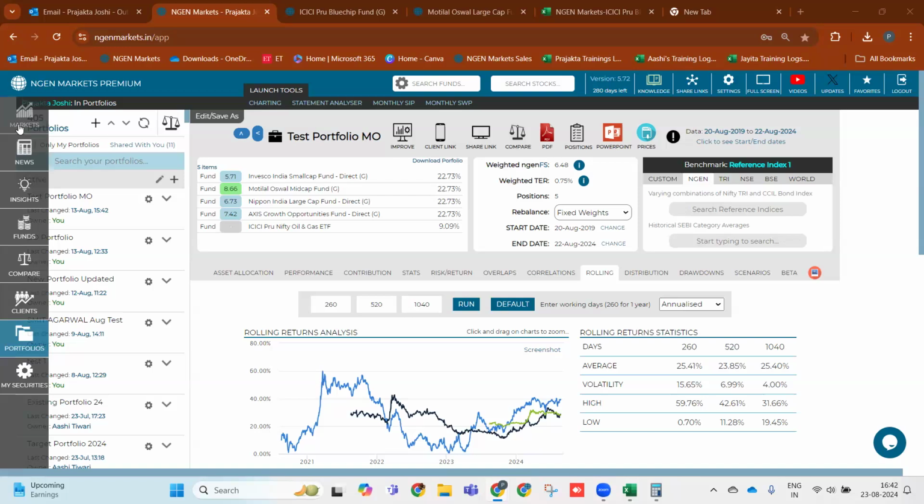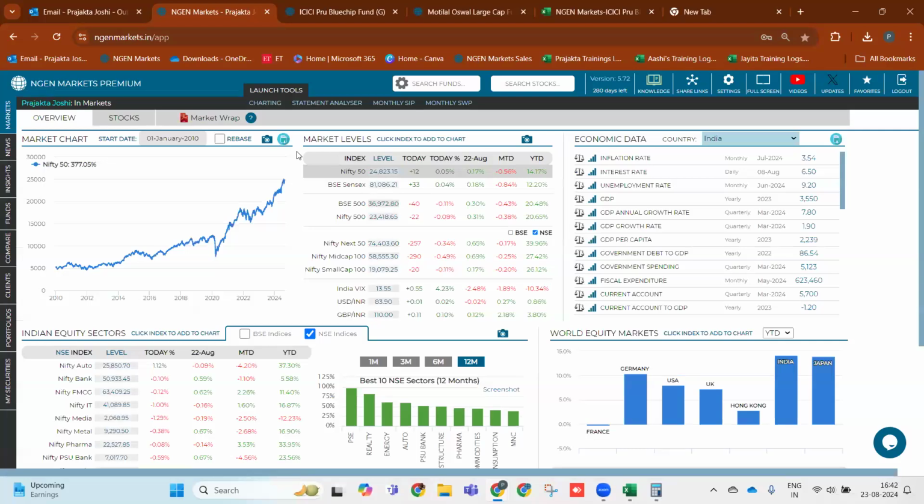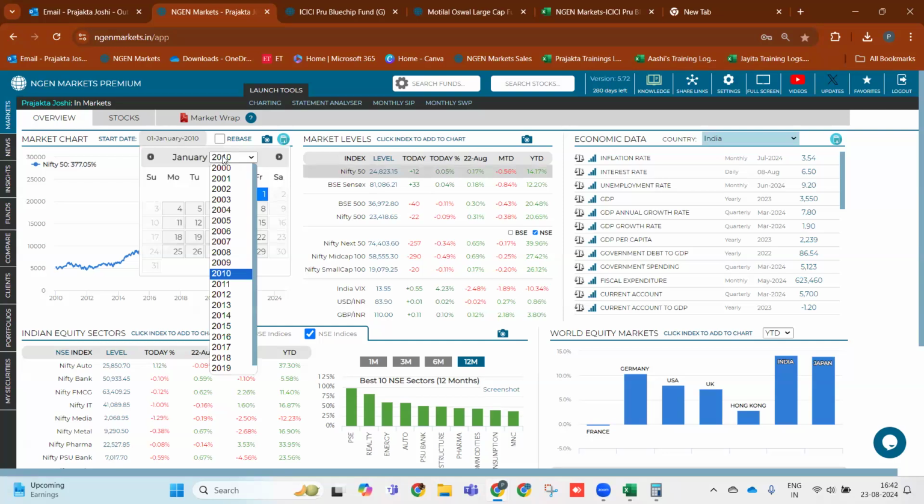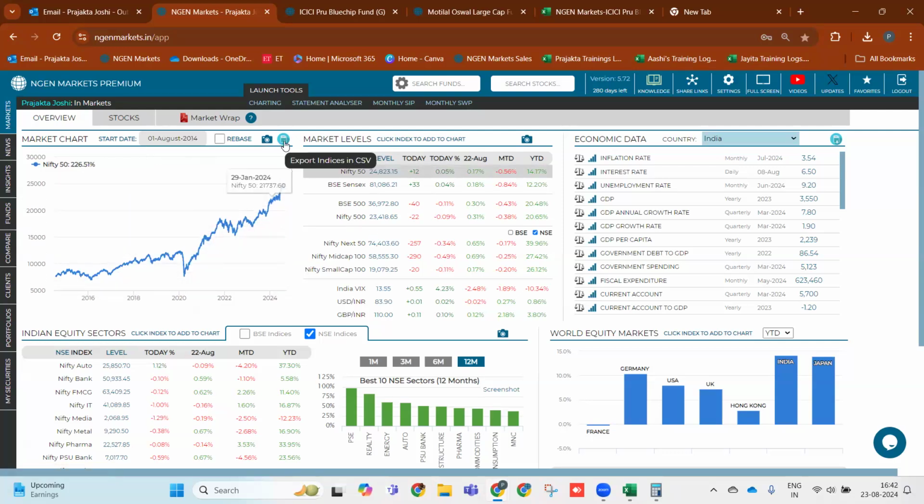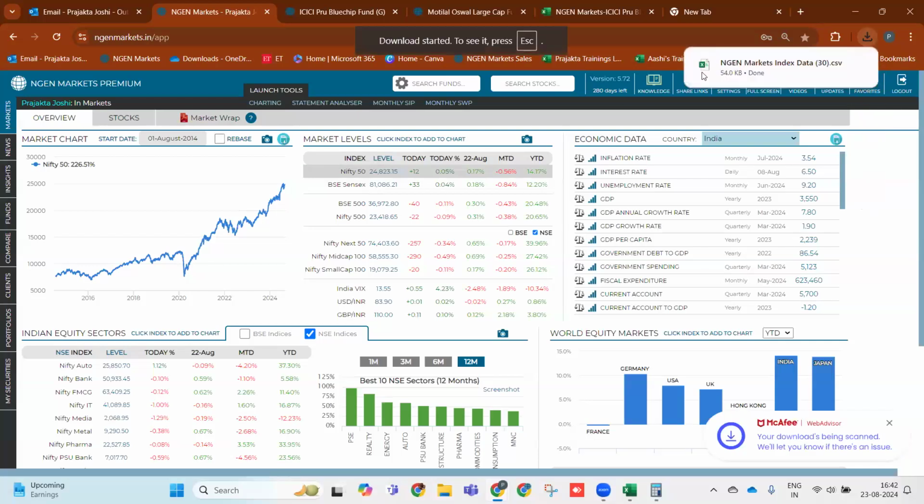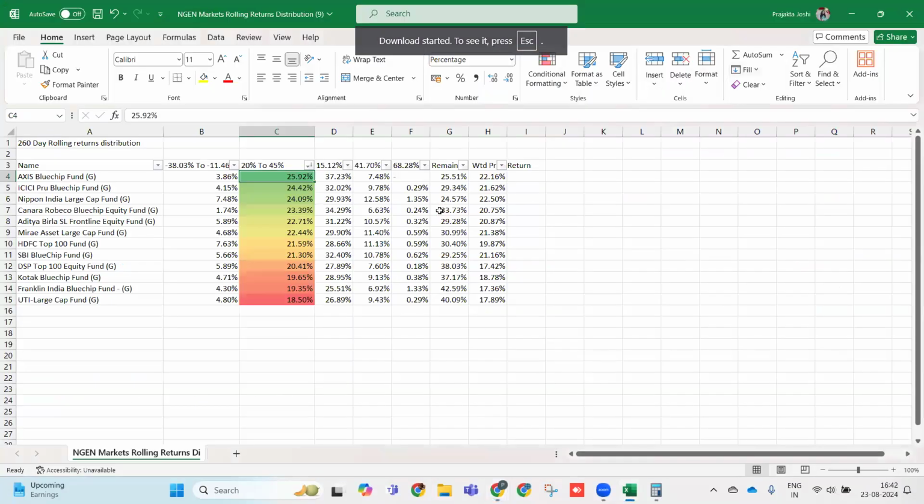Yes, so typically, you can do that for an index for whatever appears right here in the markets tab. So you go in the markets tab, whatever indices you can see in the markets tab, you could download the prices of those indices. So for example, right now, Nifty 50 is plotted. I want historical prices of Nifty 50, let's say for the last 10 years. So you'd say 2014, let's say August, and then you click on this export indices into CSV. The moment you do that, again, the price series of the index will get downloaded.